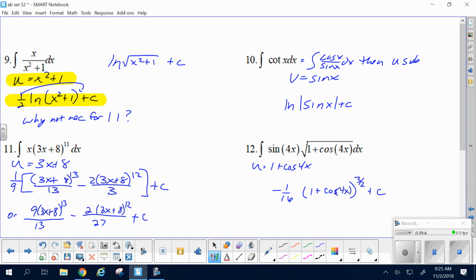It's pretty common when you get a log answer that they will use log rules to rewrite it. So you need to be very solid on your log rules for multiple choice choosing.